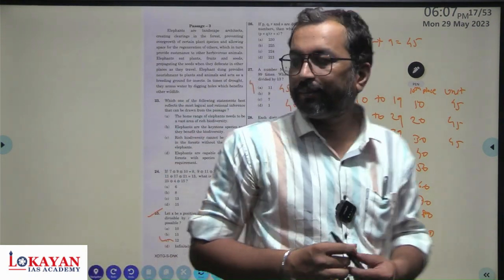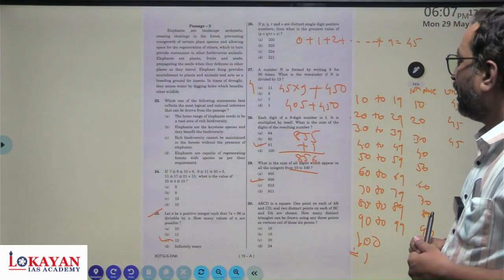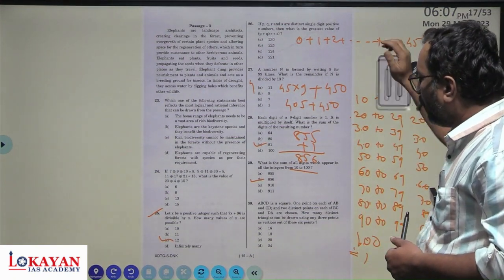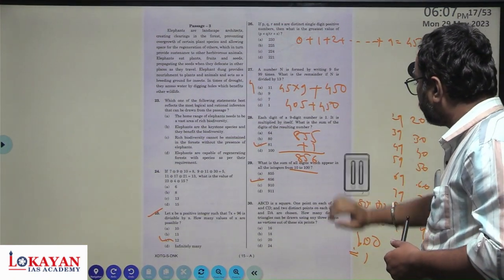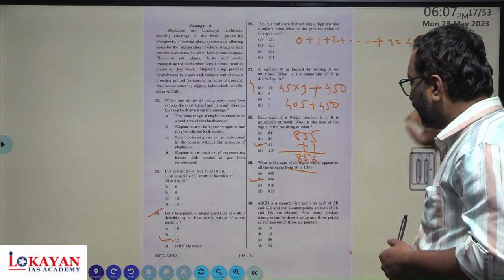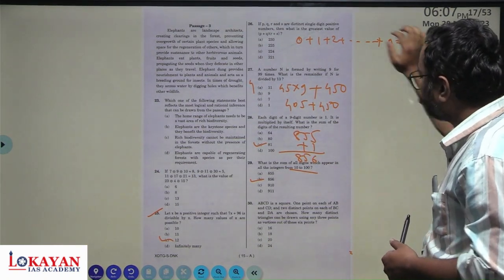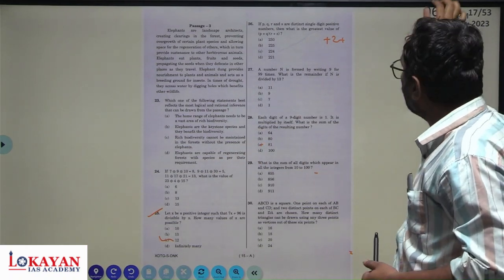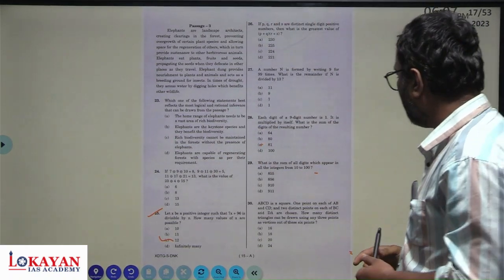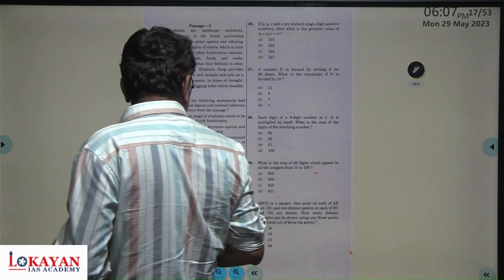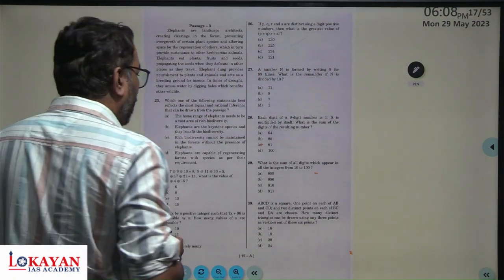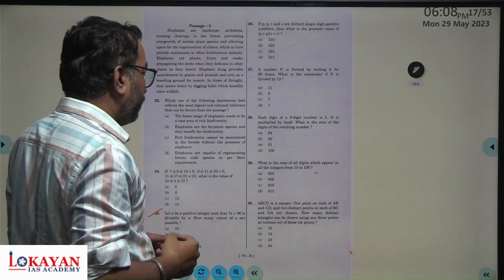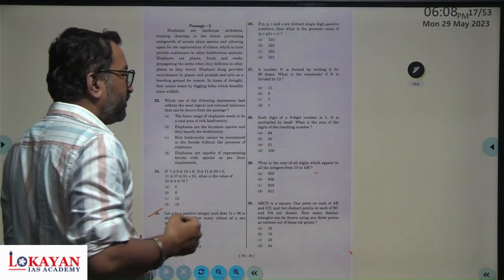Question number 30. ABCD is a square. One point is chosen on each of AB and CD, and 2 distinct points on each of BC and DA. How many distinct triangles can be drawn using any 3 points as vertices out of these 6 points?